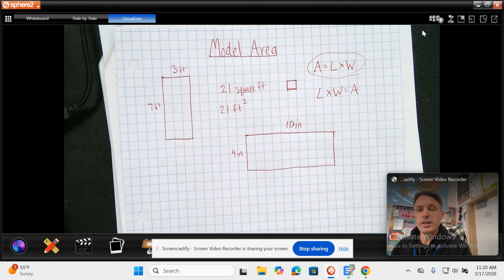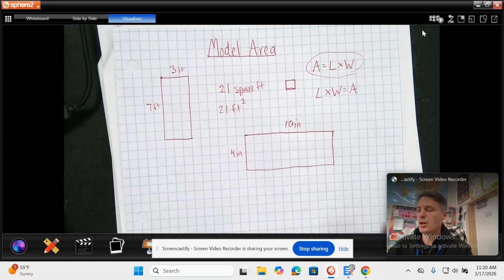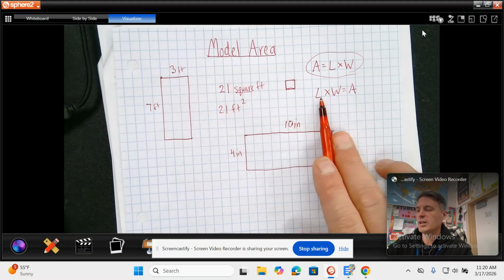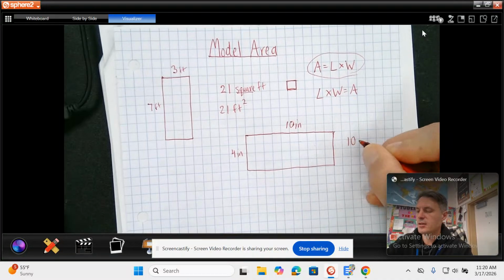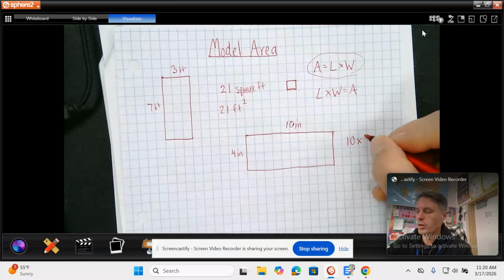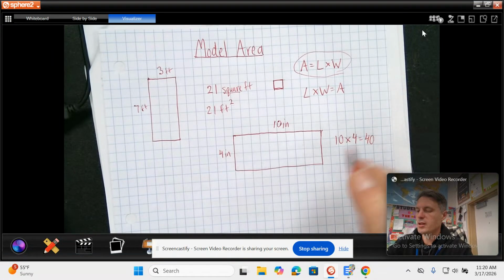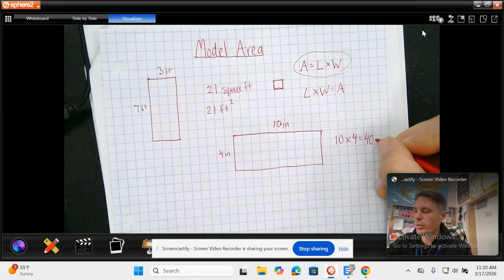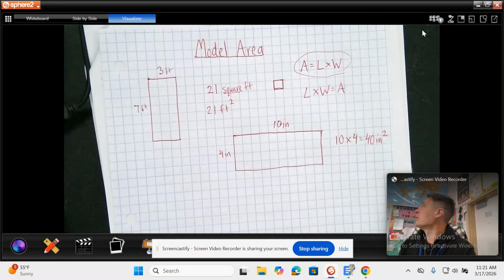To find the area, the space inside, in other words, the amount of square units that can fit inside of this rectangle, all we have to do is follow this formula. Length times width equals area. The length is 10 times the width is 4. So it's 10 times 4, and 10 times 4 is 40. Since it's inches, we write inches, and since it's an area answer, we raise it to the second power. So it's 10 times 4 equals 40 inches squared.